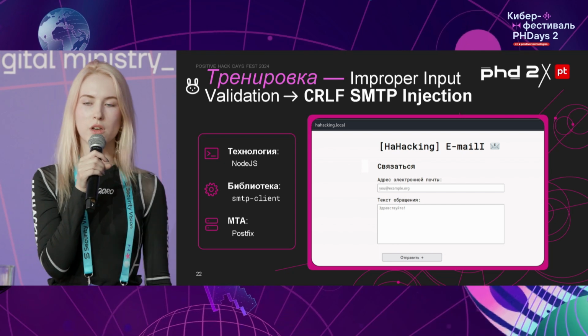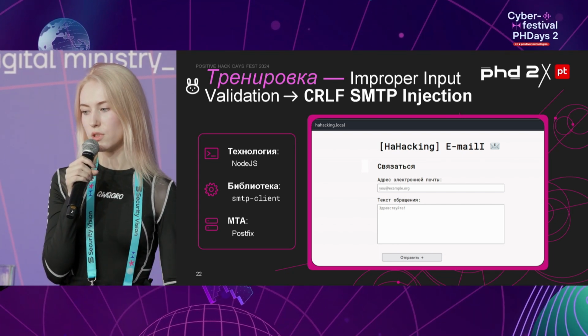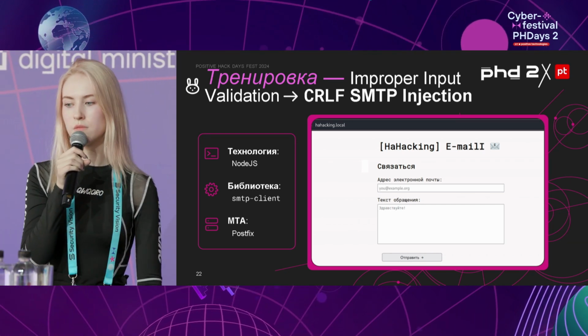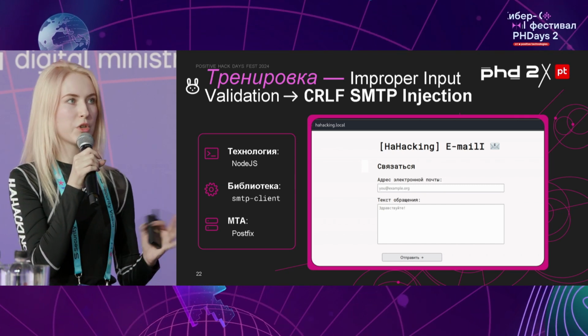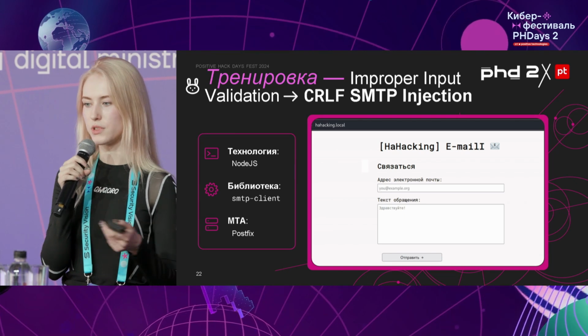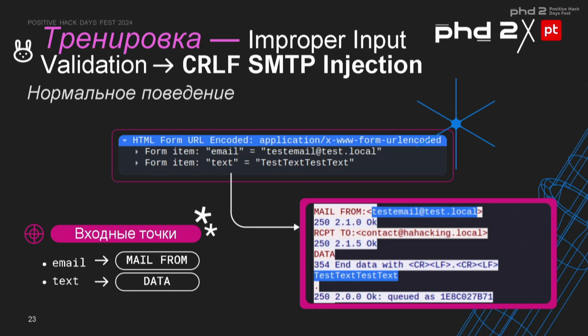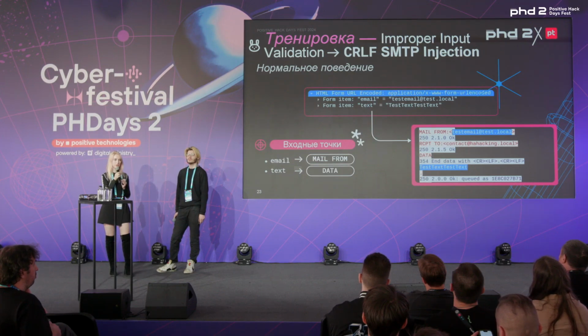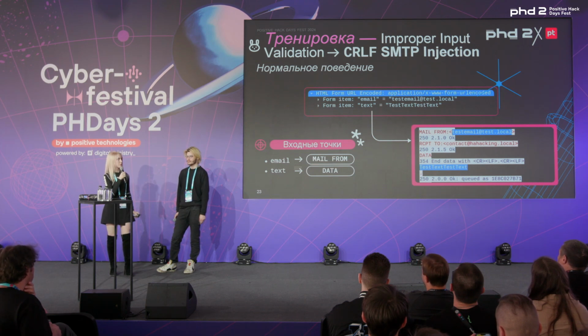Okay, here is another case and another testing bench. Here we see the address and the text. This is JS based. We see a library, SMTP client, and the Postfix mail server. This is an HTTP request whereby the user shares the address of the email. So this is the mail form, then text as a data form. Then we see the argument, mail from. The text is shared as the content of the email in the data section. So this is the HTTP request and the traffic. There are two entry points: the argument mail from, and the content of the email, the data section.